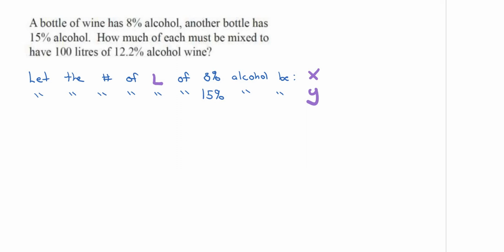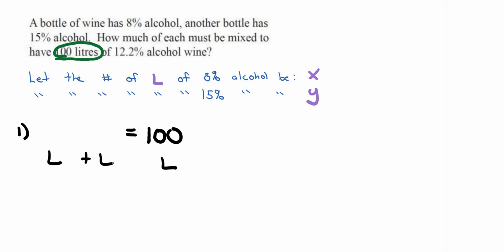Okay, so I've gone ahead and written out two let statements. L is the number of liters. So the number of liters of 8% alcohol is X, and the number of liters of 15% alcohol is Y. Our first equation: we need to have 100 liters no matter what. So on the left-hand side, we need liters and liters. So our first equation is simply X plus Y equals 100, where X is the number of liters of 8% alcohol and Y is the number of liters of the 15% alcohol. All right, so that's my first equation.